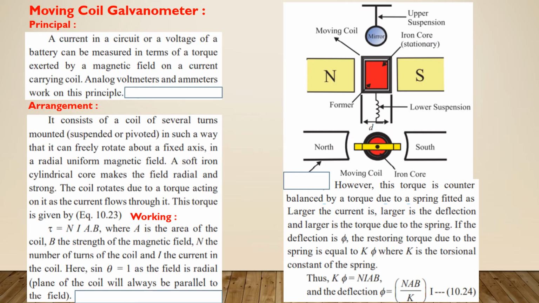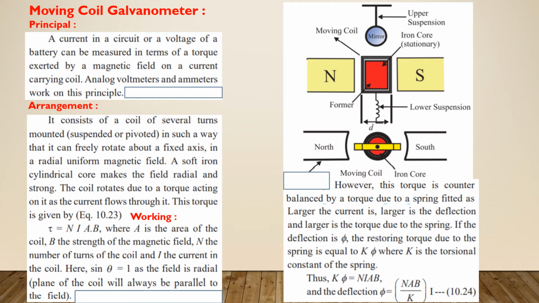Moving coil galvanometer or a table galvanometer is a device used to detect the current flowing through a circuit. It shows deflection directly proportional to the amount of current flowing through the circuit. It works on the principle that current flowing through a coil can be measured in terms of a torque exerted by a magnetic field on it.